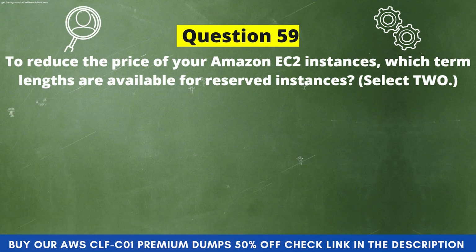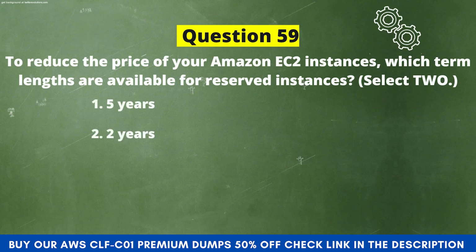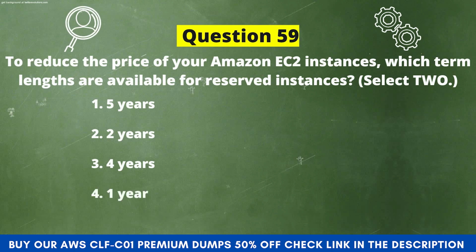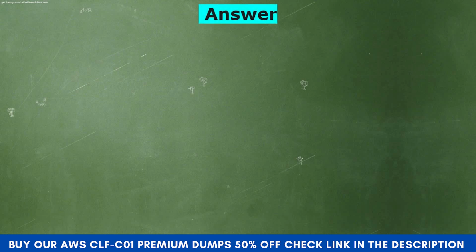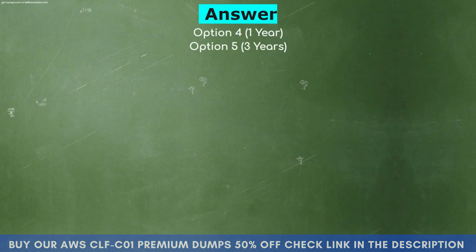Question 59. To reduce the price of your Amazon EC2 instances, which term lengths are available for reserved instances? Select two options. Now the options are: Option 1, 5 years. Option 2, 2 years. Option 3, 4 years. Option 4, 1 year. Option 5, 3 years. And the correct answer is option 4, 1 year, and option 5, 3 years.